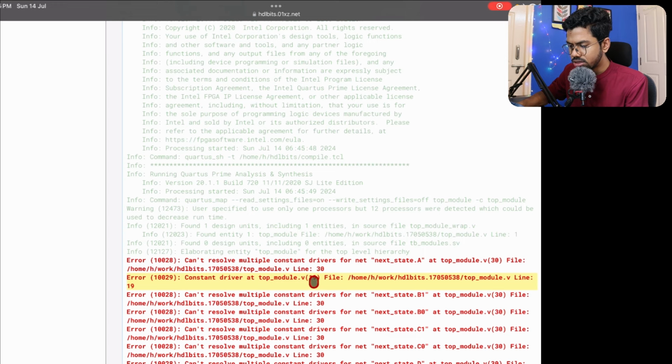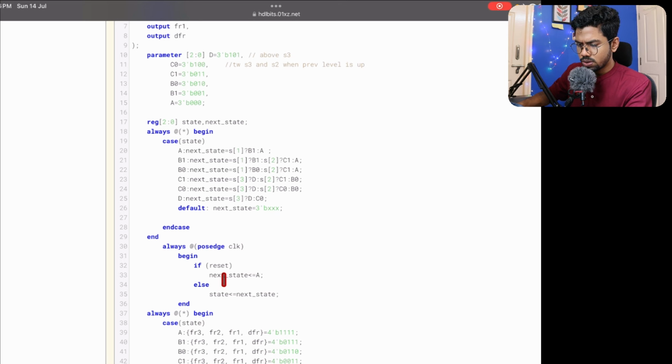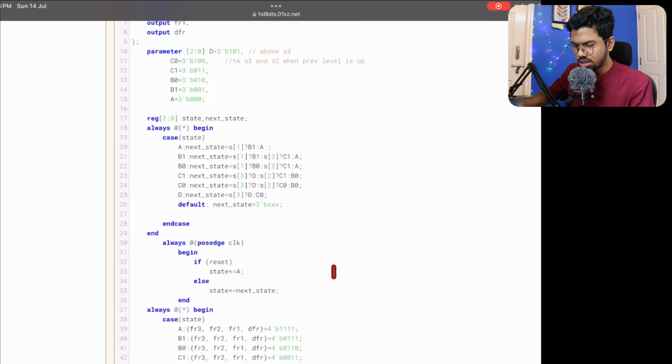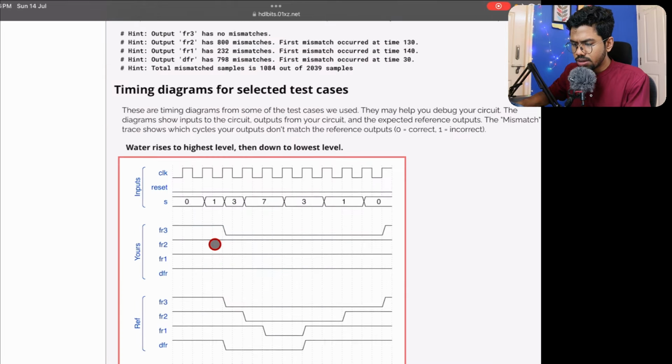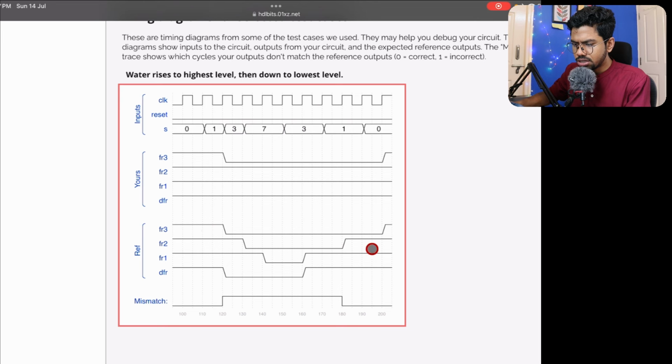Can't resolve multiple consistent next state dot a in line number 30. This should be state, bro. State. Okay, we got the answer, but there are mismatches in f3, f2. Okay, f3 is perfectly matched, f2 is also not matching.